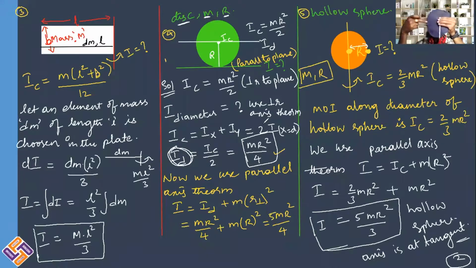What is the length between these two parallel axes? It is the radius of the disc. So the length between these two will be the radius of the disc. Okay, that is the final procedure. We have just used this equation. So ID, mr square by 4, I have substituted here, and r perpendicular is the separation between two axes. I have substituted that. You have got 5 mr square by 4.